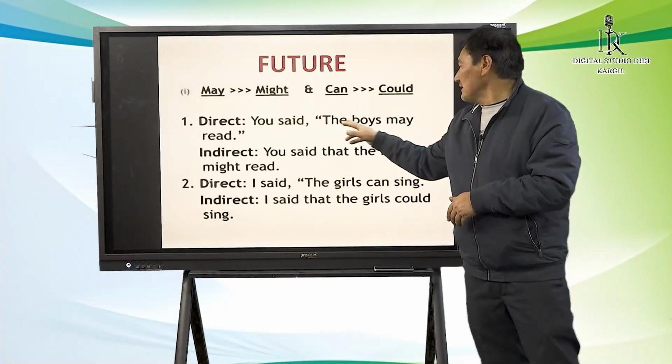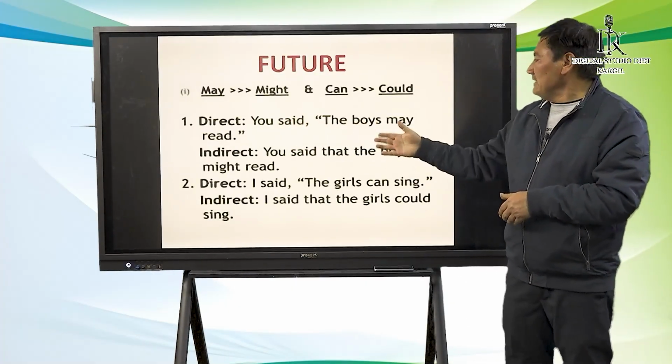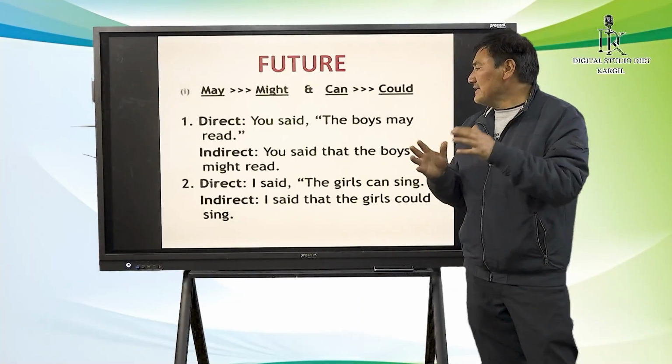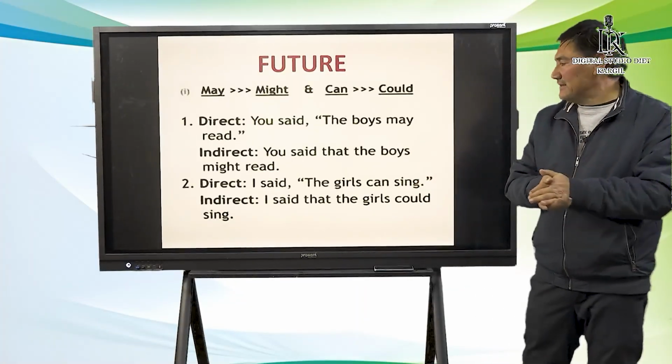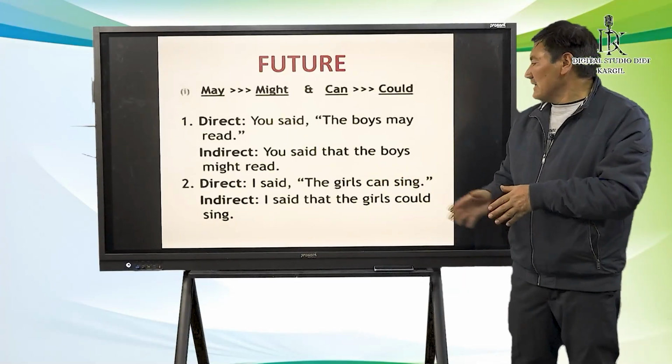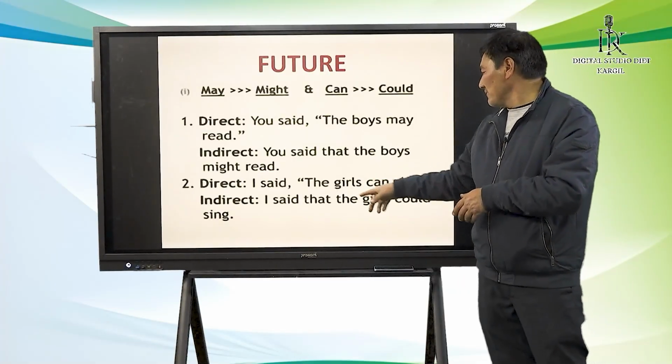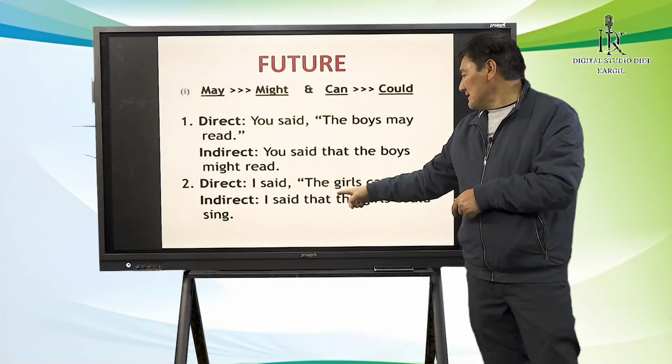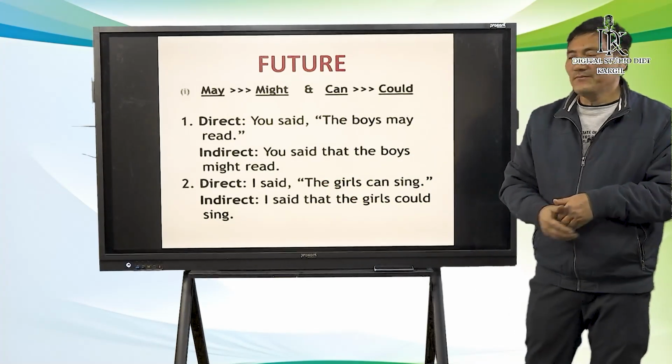Direct, you said, "The boy may read." Indirect, you said that the boy might read. May will be changed into might. And I said, "The girls can sing." Can will change into could. Indirect, I said that the girls could sing.